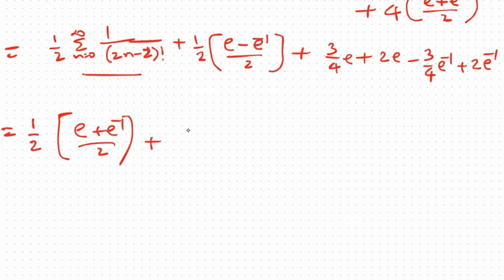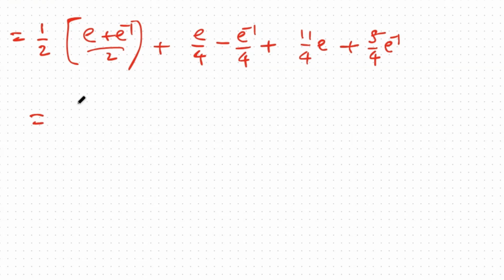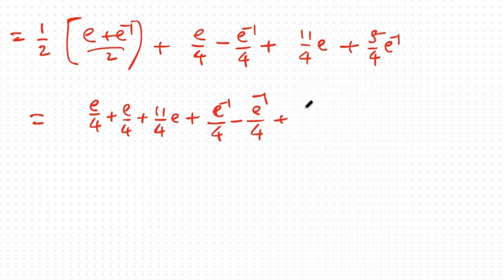Plus this is e by 4 minus e inverse by 4 plus this is 11 by 4 e plus 5 by 4 e inverse, which is equal to e by 4 plus e by 4 plus 11 by 4 e plus e inverse by 4 minus e inverse by 4 plus 5 by 4 e inverse, which is equal to 13 by 4 e plus 5 by 4 e inverse. This is the answer to this expression.